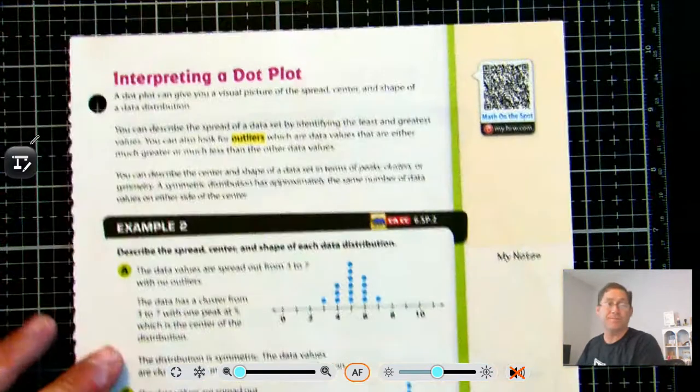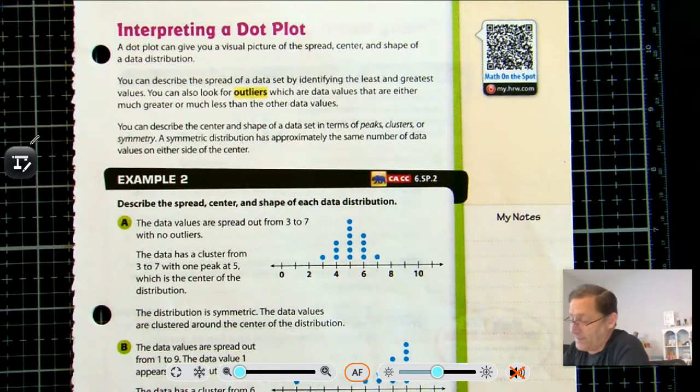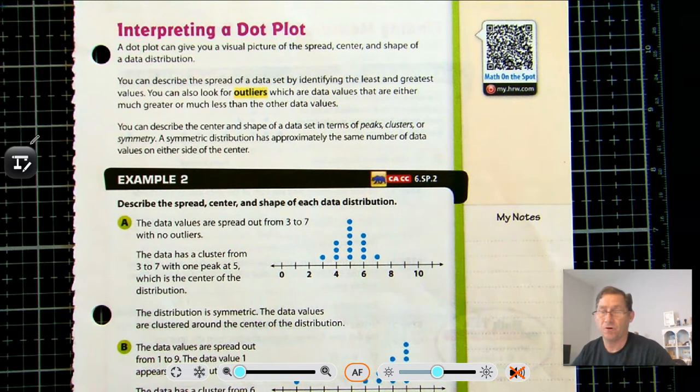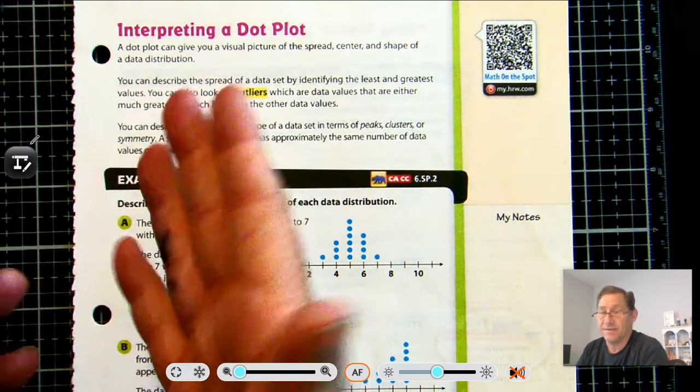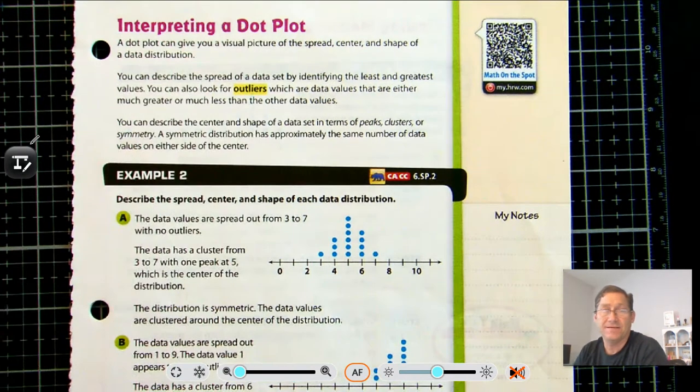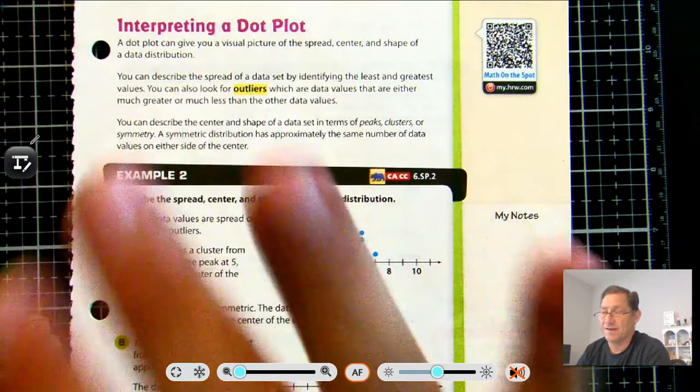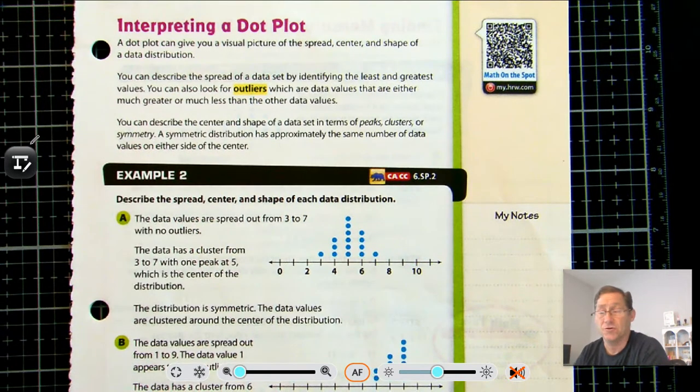Page 473. So how do we interpret a dot plot? A dot plot can give you a visual picture of the spread, center, and shape of data distribution. Spread, we know, is how far the numbers are spread apart. The center would be like the mean or the median. The shape would be looking at, is the data symmetrical?